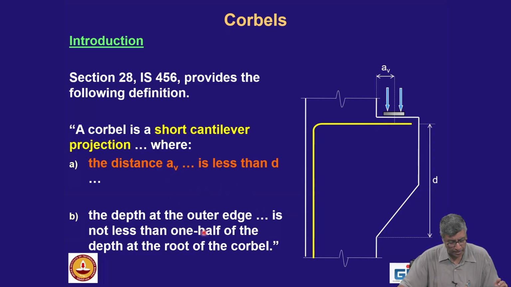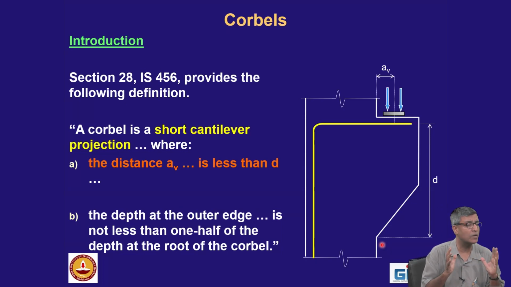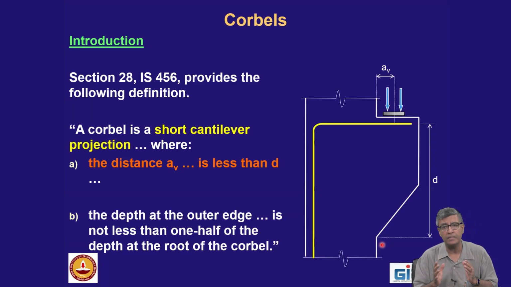The depth at the outer edge is not less than 1/2 of the depth at the root of the corbel. This particular vertical distance has to be at least half of the total depth. The reason is, if you cut the corner, then the concrete may crush. In a strut and tie model, since the concrete is under stress concentration, we need sufficient concrete around the strut to maintain it under the limiting load that you're designing for.